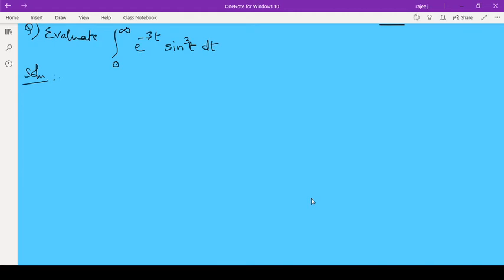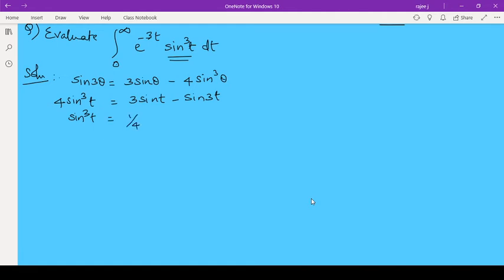So we will change this sine cube t first of all. We use the formula sine 3 theta. Sine 3 theta is 3 sine theta minus 4 sine cube theta. So from this formula you have 4 sine cube t, where theta I am replacing by t. 4 sine cube t is equal to, take this to the left side, 3 sine t minus sine 3t. And sine cube t is equal to 1 upon 4 of 3 sine t minus sine 3t. Okay, so this is the first step.